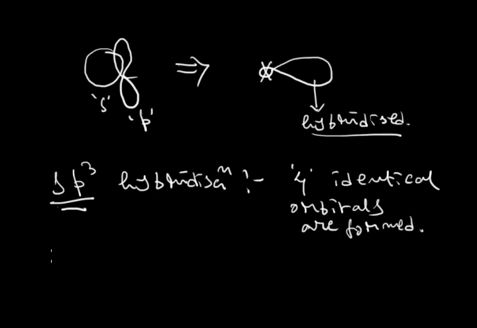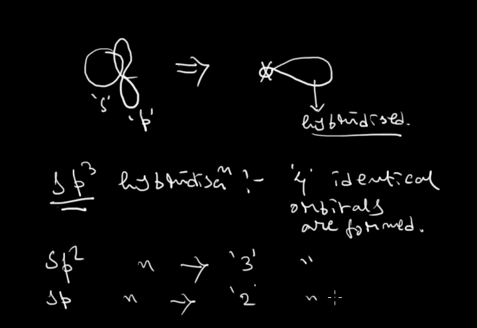In case of sp2 hybridization, one s orbital is mixed with 2 p orbitals. As a result, 3 identical orbitals are formed. In case of sp hybridization, one s orbital is mixed with one p orbital, so 2 identical orbitals are formed. Both of them are called sp hybridized orbitals.